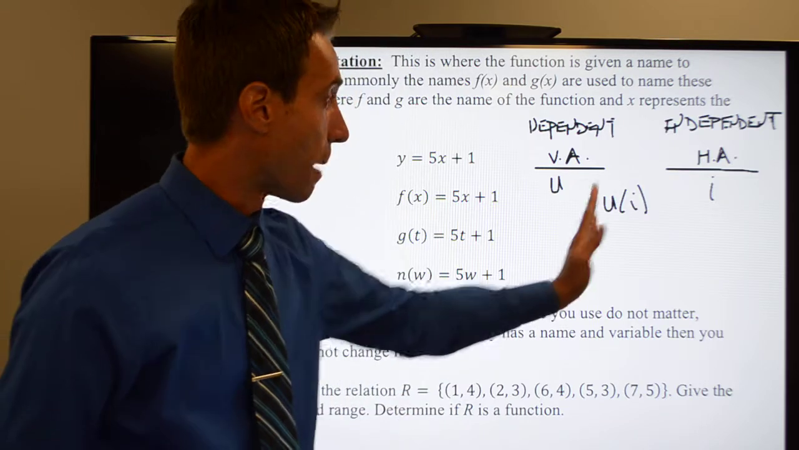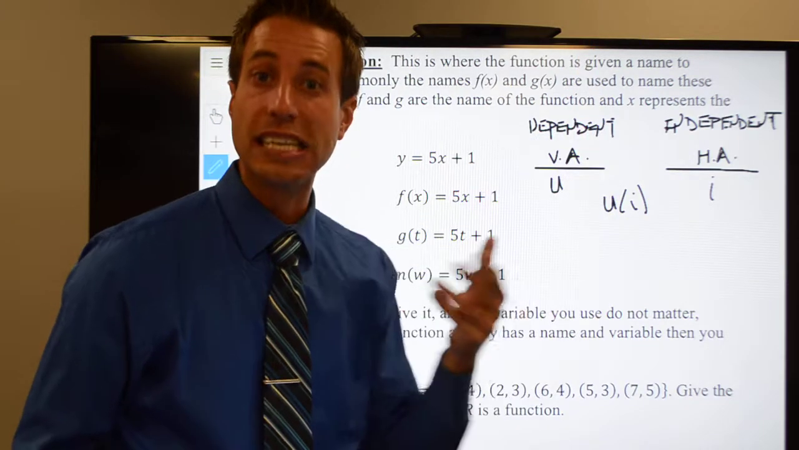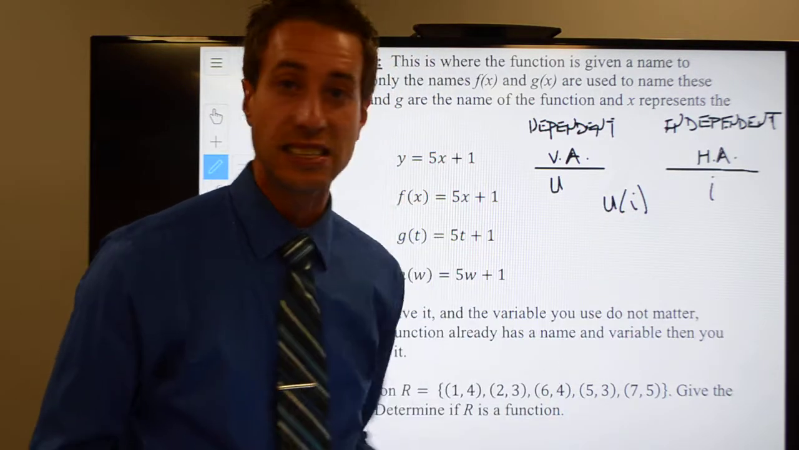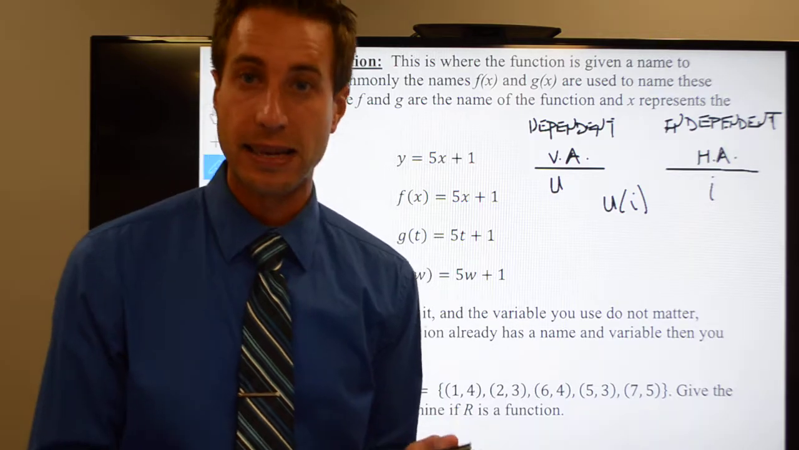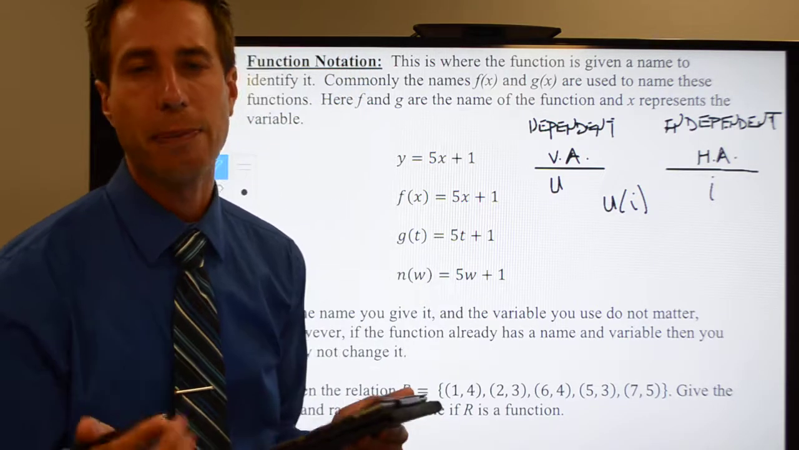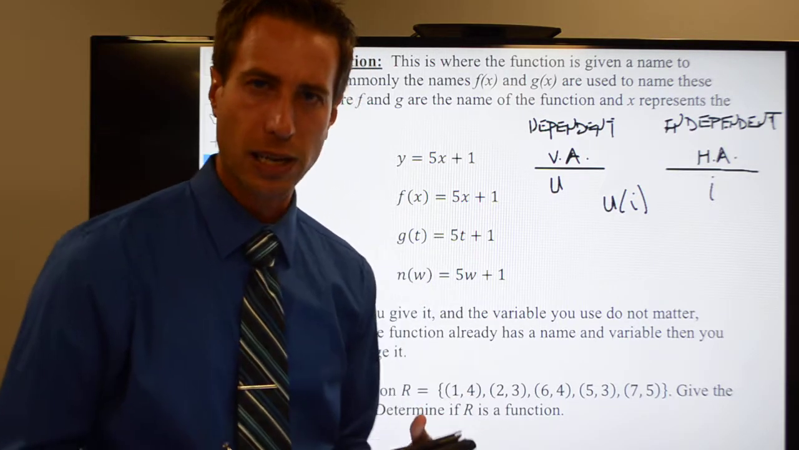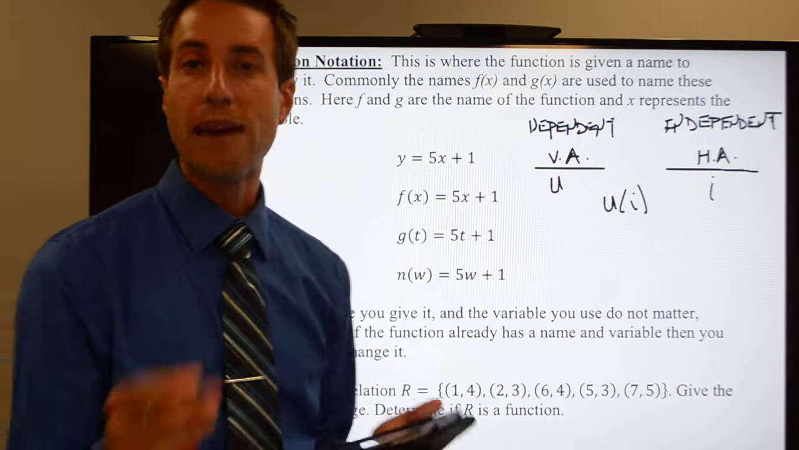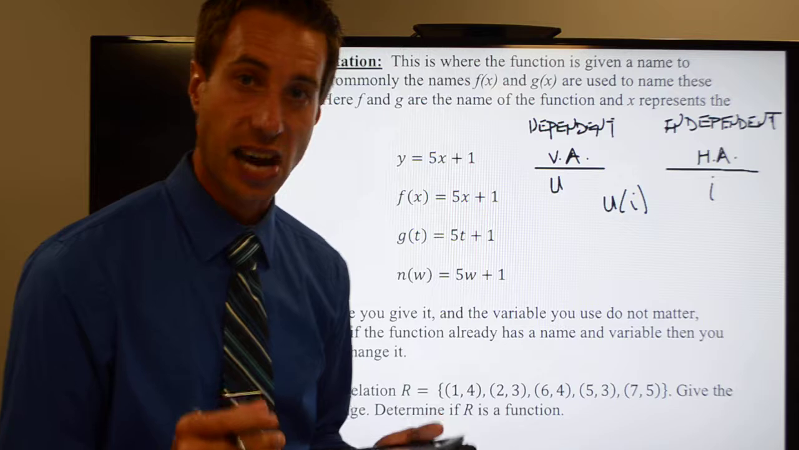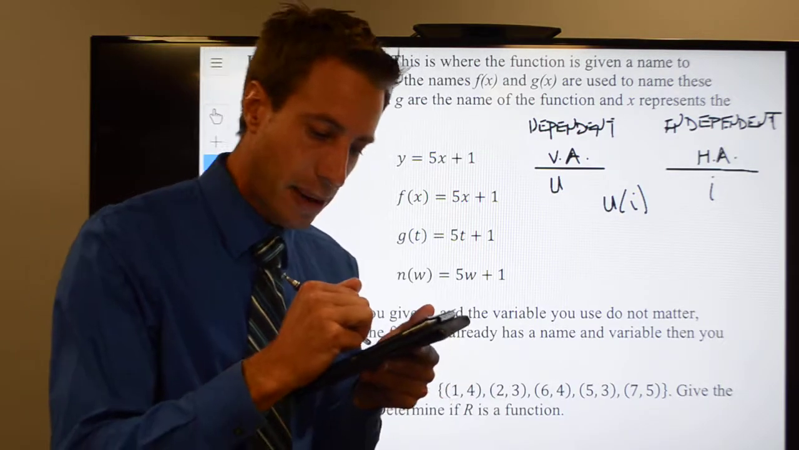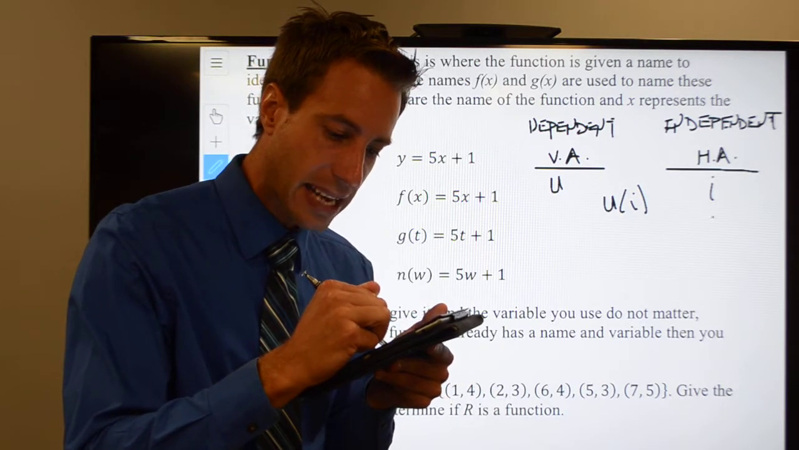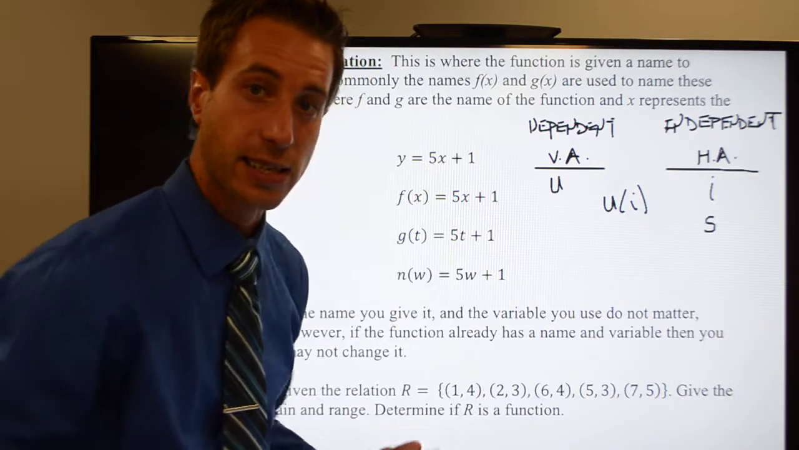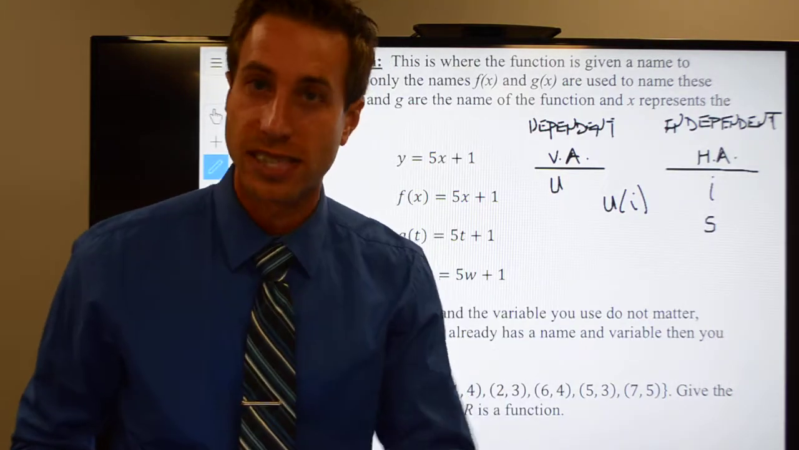Now I know my vertical axis is u, it is my dependent variable, and my horizontal axis is I, my independent variable. Let me give you an application that's maybe a little bit more applicable. Let's say we're talking about somebody traveling somewhere. Well, whenever you travel somewhere, that always takes time. Time, of course, is the independent, so let's say I make my x-axis, my horizontal axis be s for seconds.